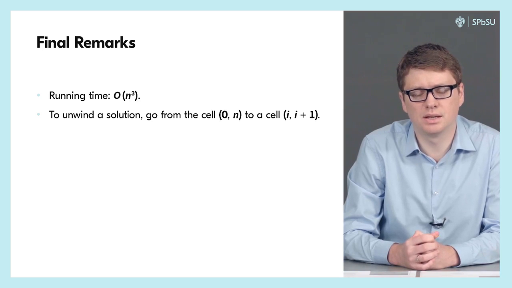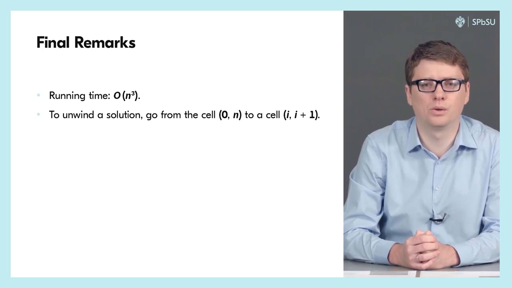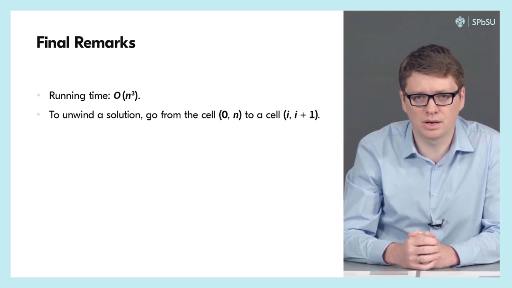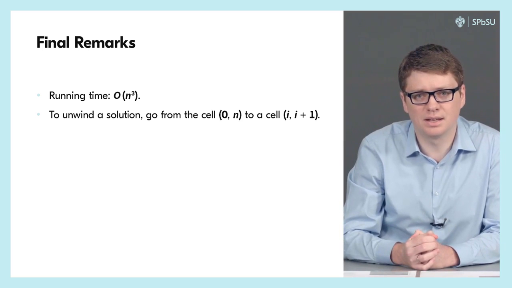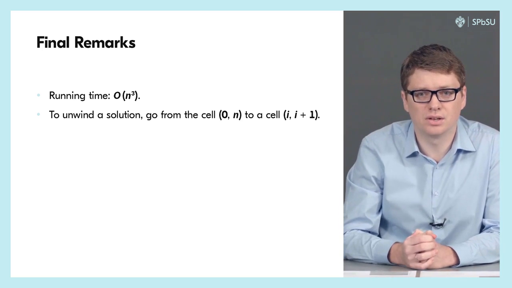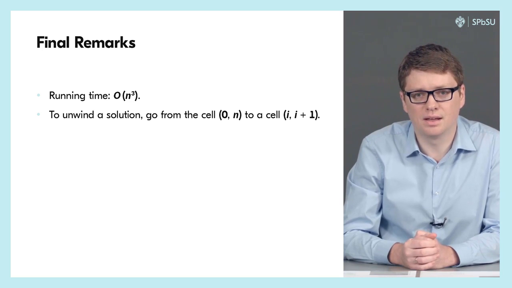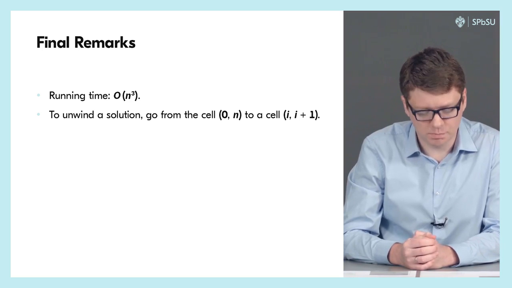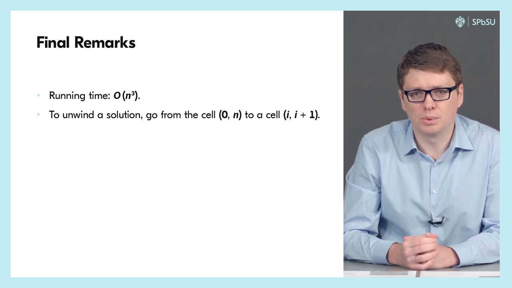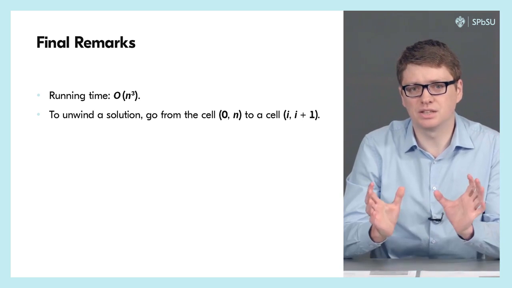Finally, to unwind a solution, we basically need to go from the final cell, which is a cell with indices 0 and n minus 1, and we need to go back to the initial diagonal. So we start with the cell 0n, and for each such cell we need to find a choice leading to this cell. Namely, we need to find a k between 0 and n, which led to the result of this particular cell. So by unwinding a solution in this manner, we will actually construct this tree, right, which represents the optimal order of multiplying our matrices.